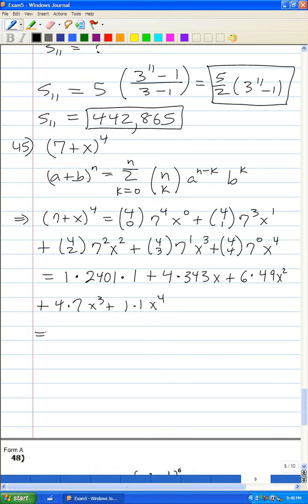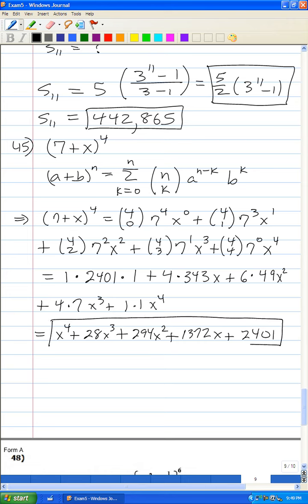So this is, and maybe I'll write it in descending order. So it's x to the 4th plus 28x cubed plus 6 times 49, 294 x squared plus 4 times 343, 1372 x plus 2401. And that is your answer.